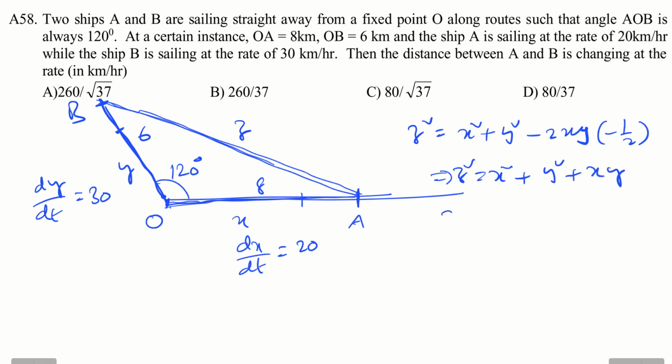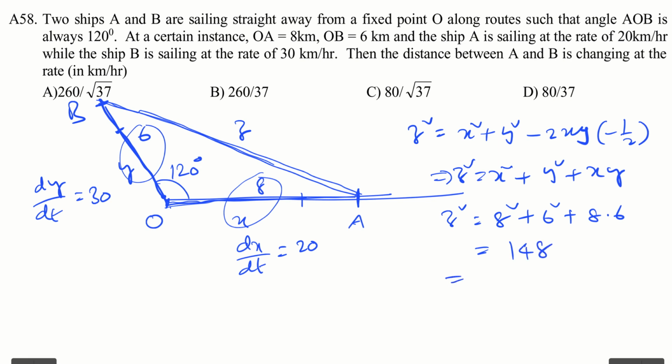So z square will be, when x is 8 and y is 6, 8 square plus 6 square plus 8 into 6. That is, simplifying, I'll have it as 148. That means z will be 2 root 37. You can see that in the problem he is asking for dz by dt.